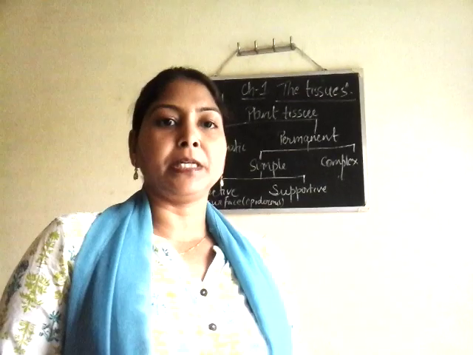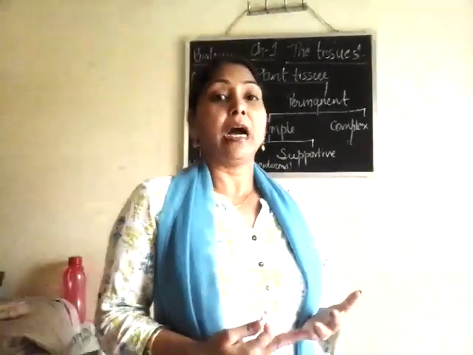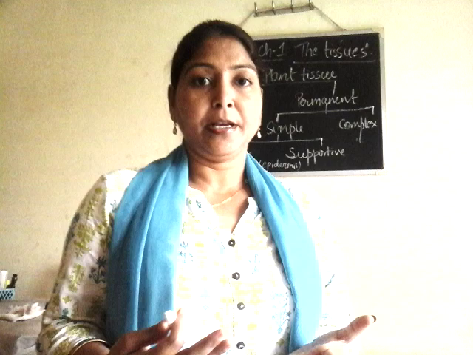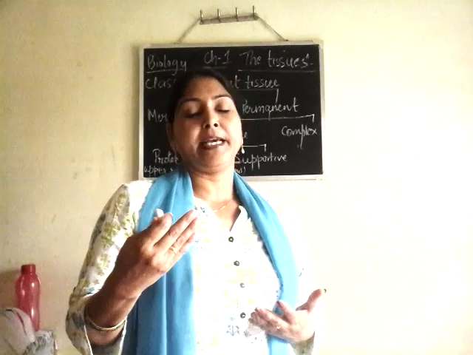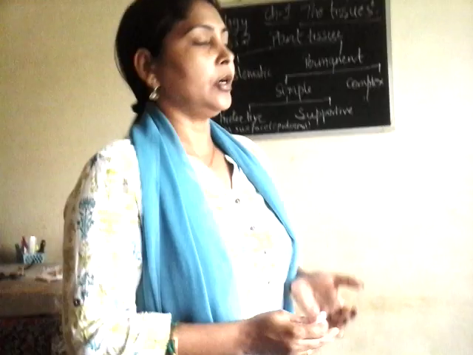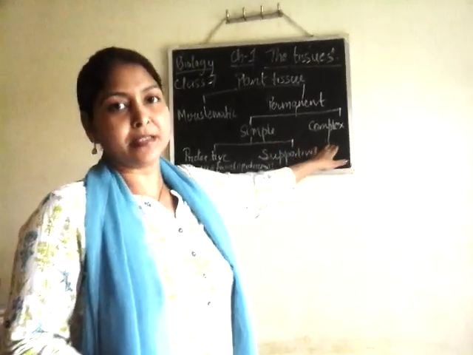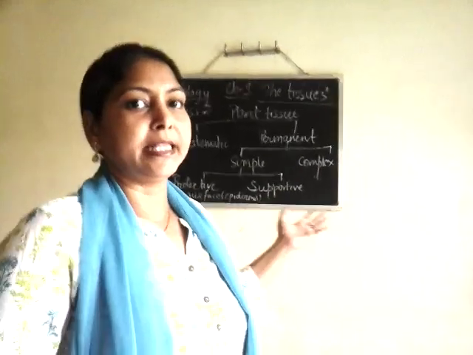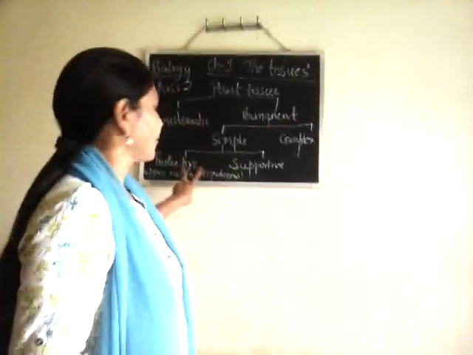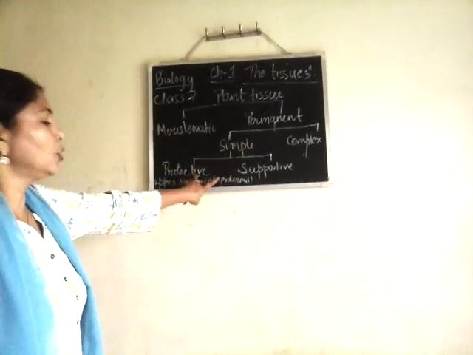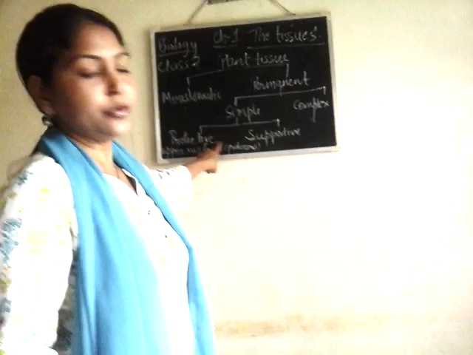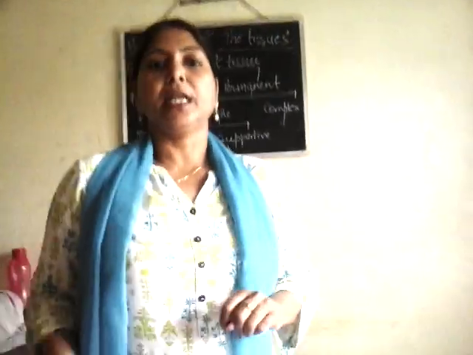Now simple permanent tissue, as we know, permanent tissues have cells which are non-dividing. I mean they do not divide, but they take part in various functions and other activities. Fine. So here you can see simple and complex tissue. On the basis of their function, they are again divided into types. Now you can see here simple permanent tissue is divided into two types: protective permanent tissue and supportive permanent tissue. Now these are the functions of the plant.